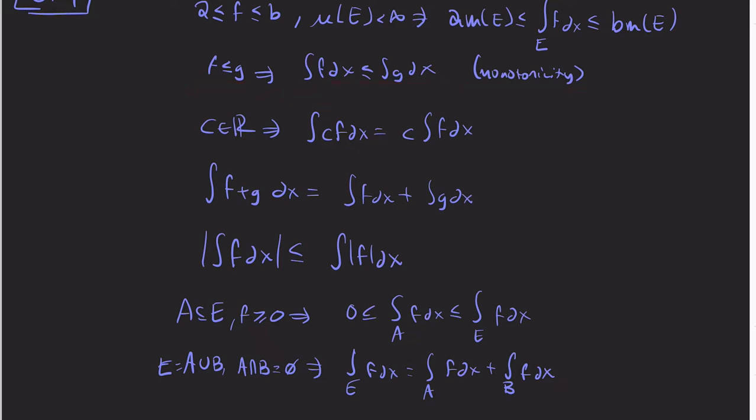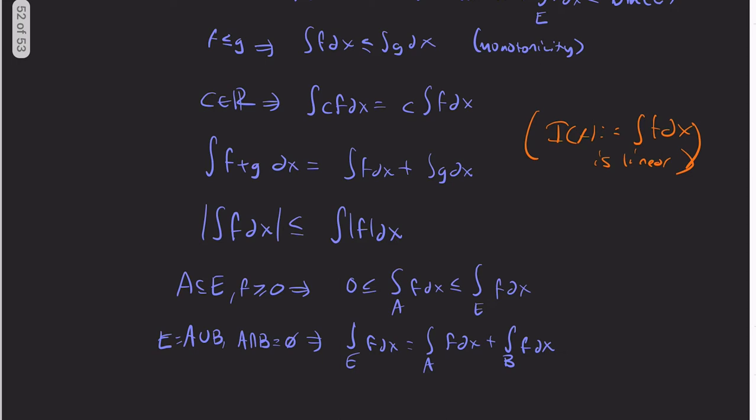If f is less than or equal to g, then their integrals preserve this property. That's often called monotonicity. If I multiply by a scalar, I can pull it out. And if I add two functions, I can pull them across, aka the Lebesgue integral operator I is linear, is what that is saying. This is something you've probably seen tons of times in your analysis career to this point. The absolute value of the integral is less than or equal to the integral of the absolute value. This also holds for Lebesgue integration.